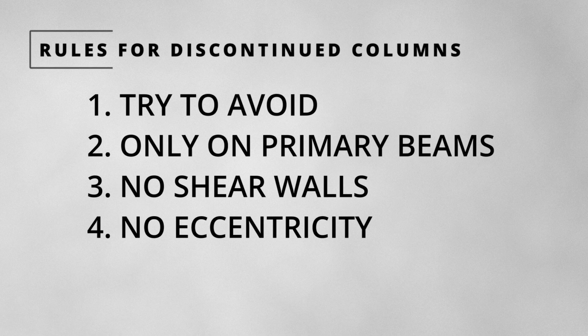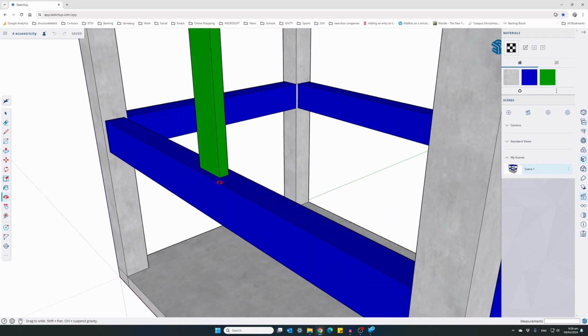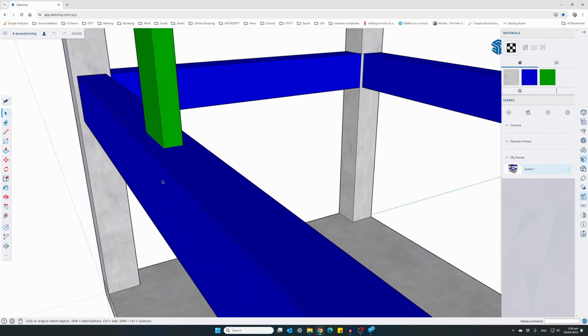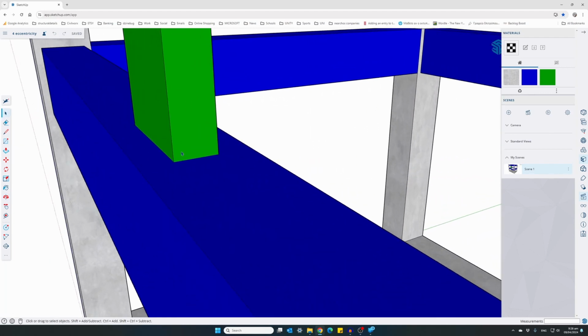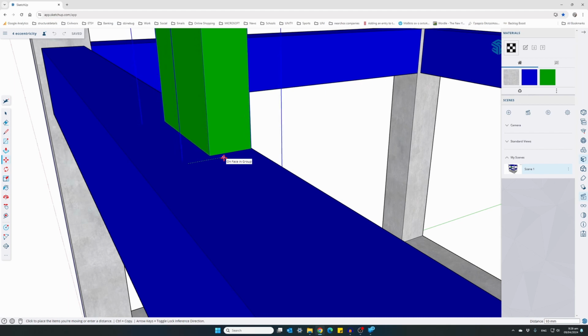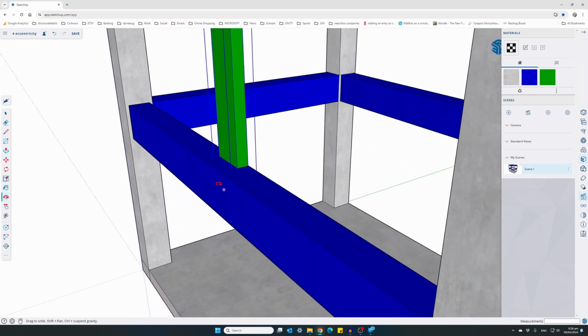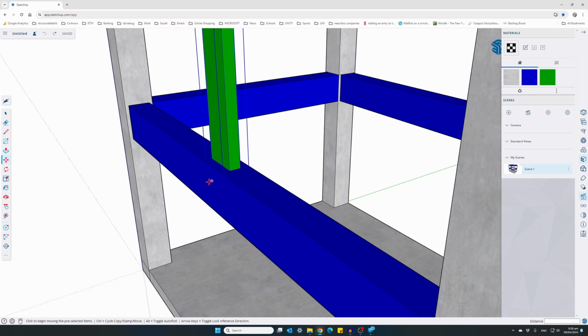And this brings us to the fourth and last rule. No eccentricity. The column's axis and the primary beam's axis must coincide at all times. Otherwise, if the column is supported eccentrically onto the primary beam, this will create unfavourable torsional loads onto the beam. So no eccentricity is allowed.